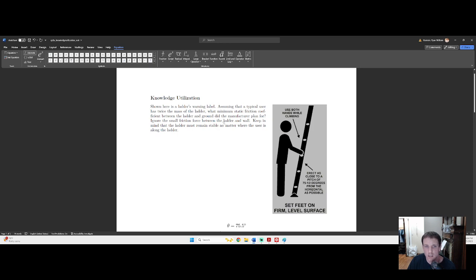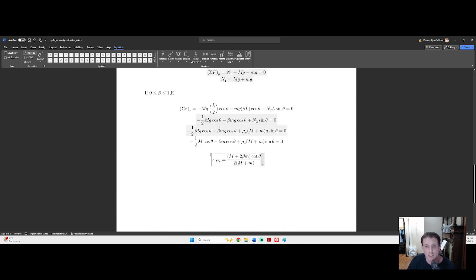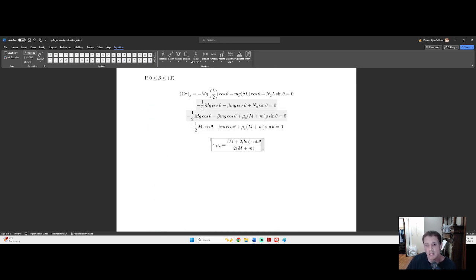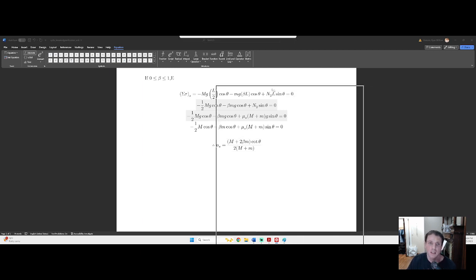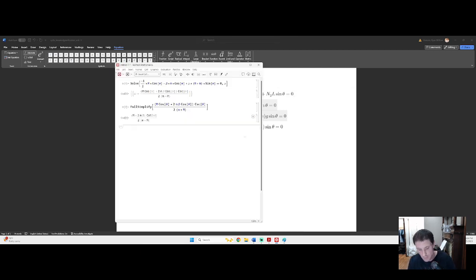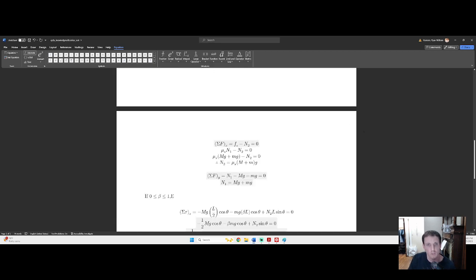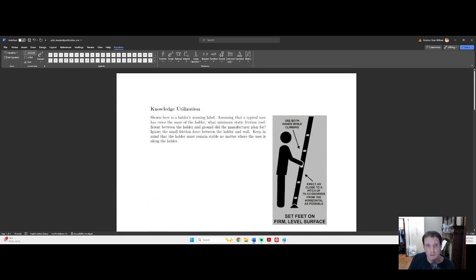Oh, so we're supposed to assume that a typical user has twice the mass of the ladder. That's what I'm missing. Okay, so this is fine. We can just go back to Mathematica, and this is why Mathematica is great, right? Because I can just say, all right, Mathematica, now tell me what this looks like if the mass of the ladder is double the mass of the person. And that's what it was, right? It was double the mass of the person.